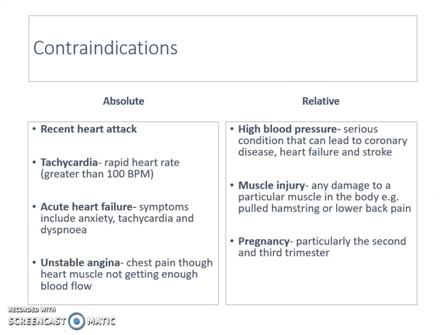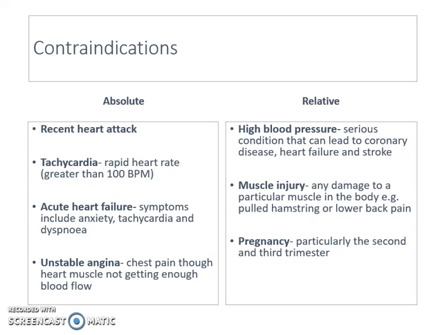Secondly then, it's contraindications to exercise. There's two types, which is absolute and relative. An absolute contraindication means that someone must not take part in exercise if they have this condition. For example, things like a recent heart attack, and acute heart failure. Obviously someone who's recently had a heart attack shouldn't be taking part at all in any kind of cardiovascular exercise, any kind of exercise that's going to put a lot of strain on the heart. Obviously, due to recently having a heart attack, they need time to recover. And similarly, someone with acute heart failure, which includes symptoms like anxiety, tachycardia, shouldn't be taking part in high intensity exercise at all, as it can cause severe damage.